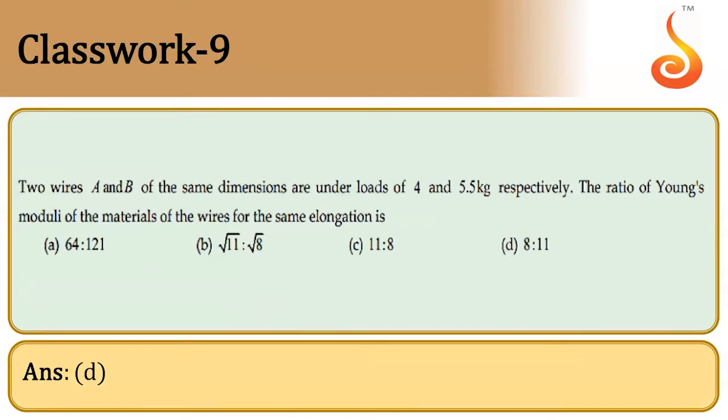Two wires A and B of the same dimensions are under loads of 4 and 5 kg respectively. Find the ratio of Young's moduli of the materials. Okay, it is an easy question. It is based on stress and strain, that is Young's modulus.